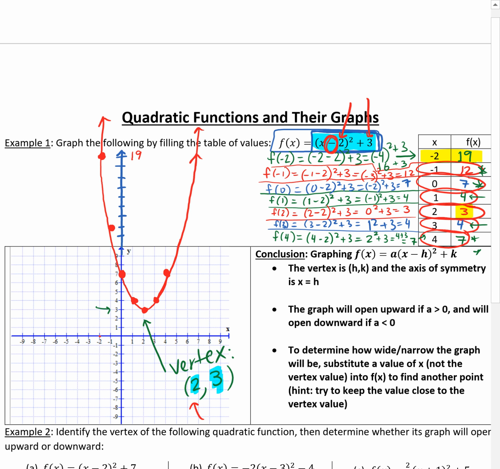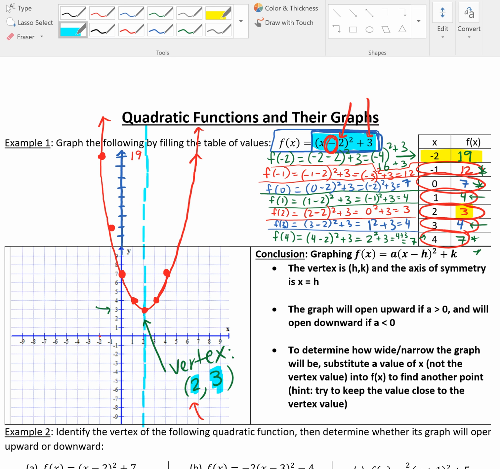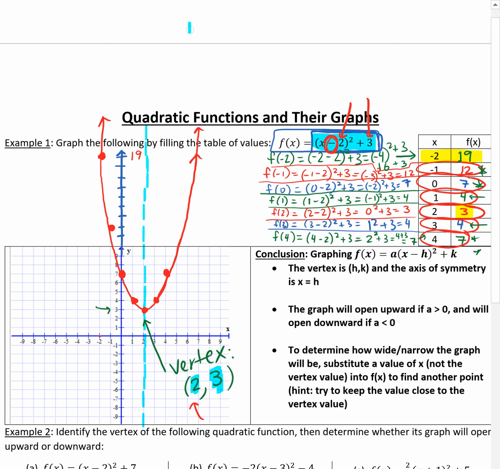And then the other thing to notice is that parabolas are symmetric. If you draw a vertical line right through the vertex, the left side and the right side should be mirror images of each other. That's how parabolas work. Imagine that vertical line as a mirror. The left side and the right side should be mirror images. They call that line the axis of symmetry.